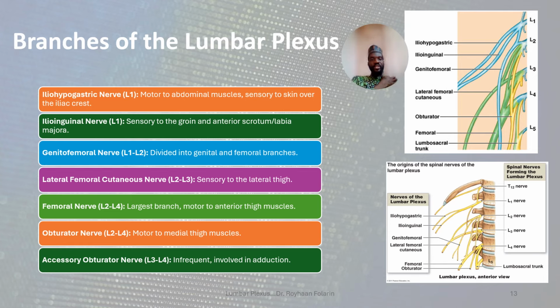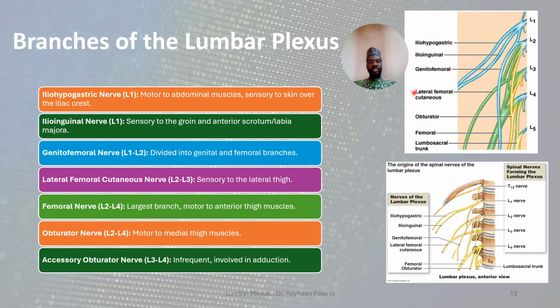So going further, let's now discuss the branches of the lumbar plexus. There are seven of them, and let's go over what each of them does. And the name actually gives a hint about what the nerve is majorly responsible for. So let's start with the iliohypogastric nerve, which arises from L1. Why is it so named?